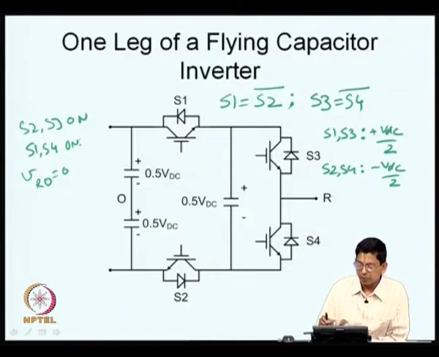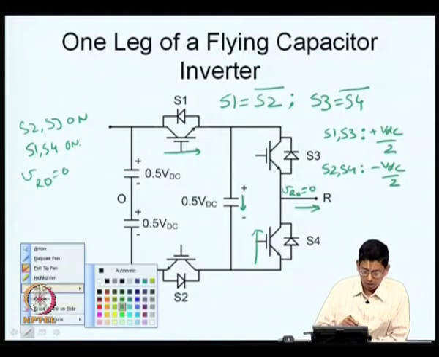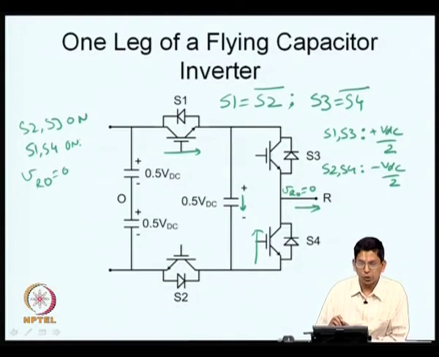Now, let us say the current can actually be bidirectional. So, here let us say you are having VRO equal to 0. Now, let us say this has been achieved by having these two switches S1 and S4 on. So, the current conduction will be like this. This is how the current will be conducting. Now, let us say you want VRO equal to 0 and the same direction of conduction, but with S2 and S3 on now.